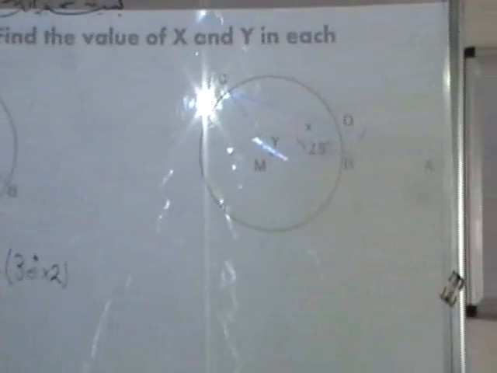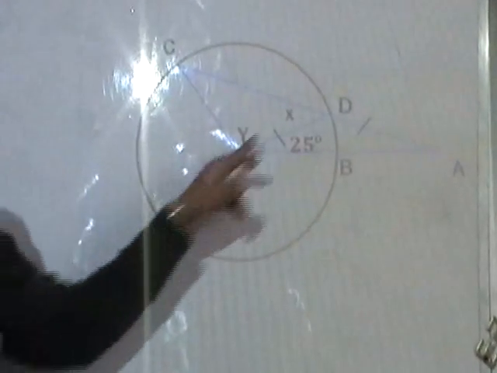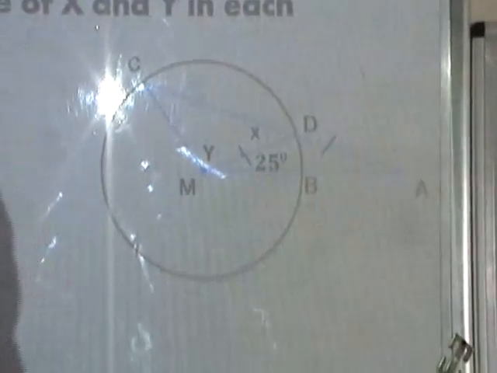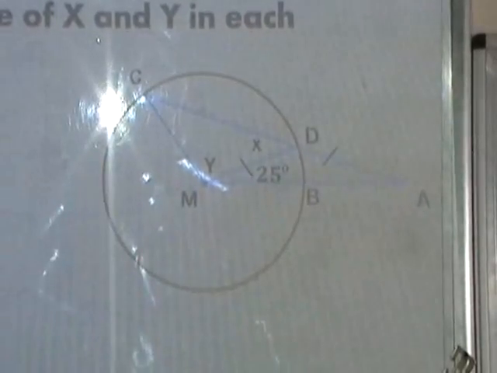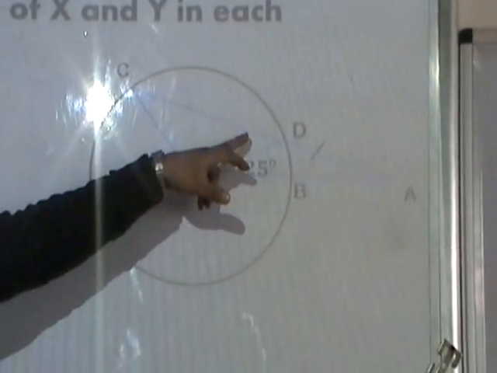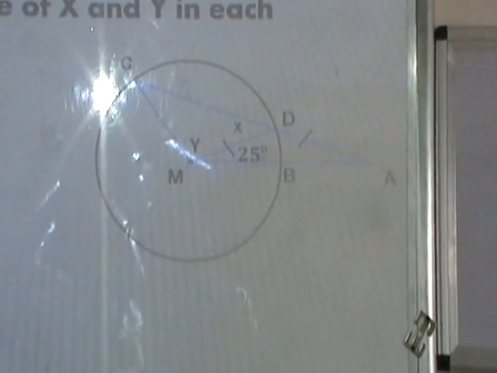If you have a figure like this, M is a circle, and you are given MB equals DA, they are equal in length. You have triangle ADC, and you want to get the value of x and the value of y. Let's start from the part that you know.